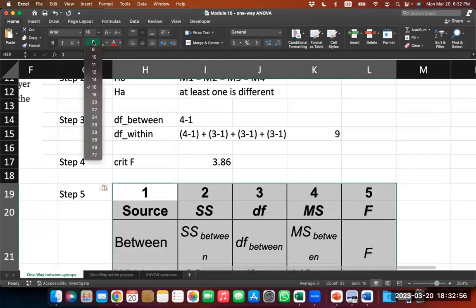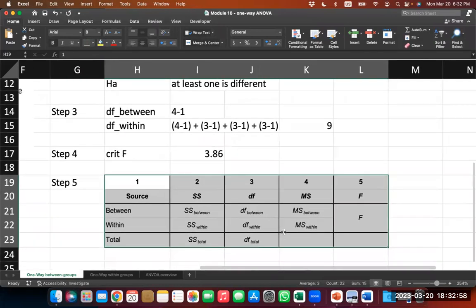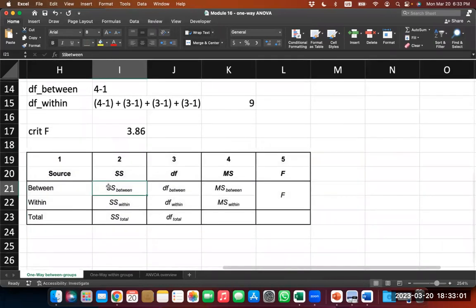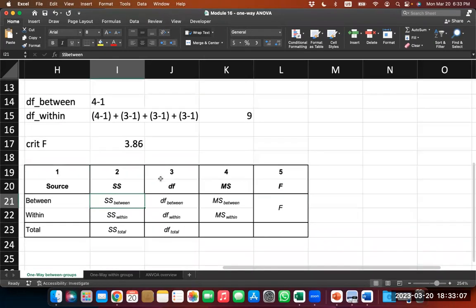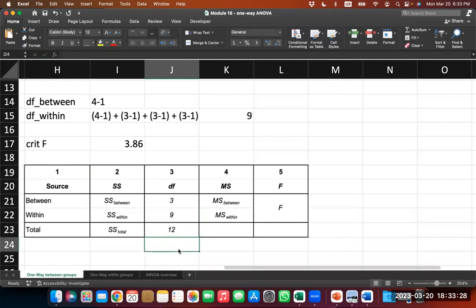Let's make this a bit more. So now we have the source table again: sum of squares, degrees of freedom, and MS. Degrees of freedom we know already, right? Degrees of freedom between is 4 minus 1, so that's 3. Degrees of freedom within is 3 plus 2 plus 2 plus 2, that's 9. And degrees of freedom total is 9 plus 3, that's 12. That's how simple it is.